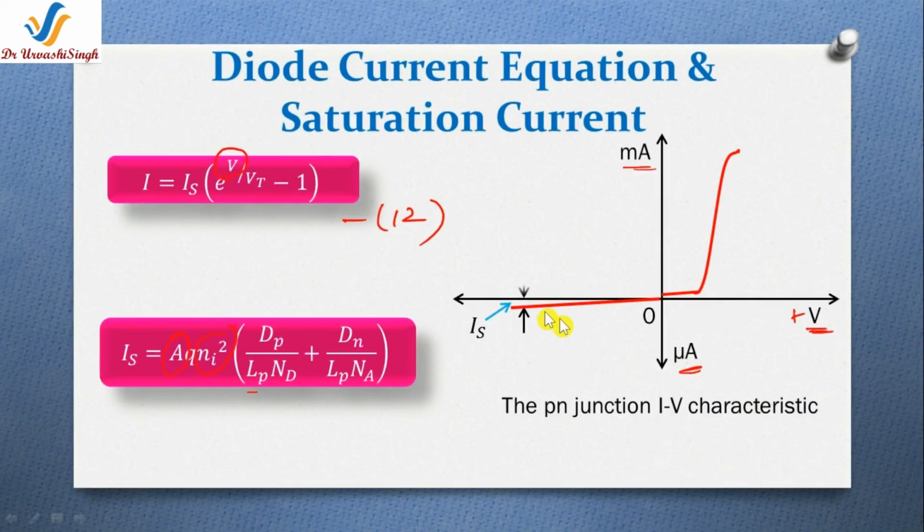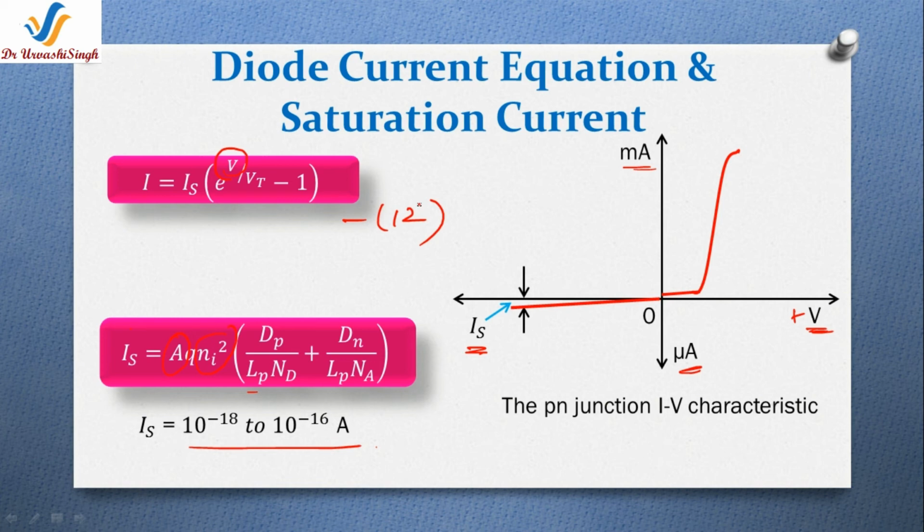So this is Is, the saturation current. Its value ranges from some 10 to the power minus 18 to 10 to the power minus 16 ampere. It is very small up to some negative voltage. You will later on see in my videos that this saturation current may also increase into the range of milliampere or ampere in certain situations.